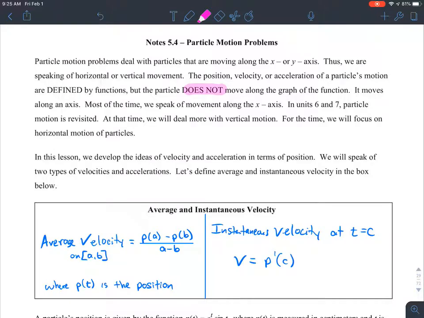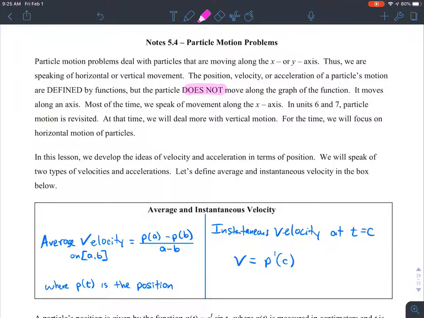In Units 6 and 7, particle motion is revisited. At that time we will deal more with vertical motion. I'm sorry, at that time, not at this time. That's future, not present. For the time, that's right now, we will focus on vertical motion of particles.